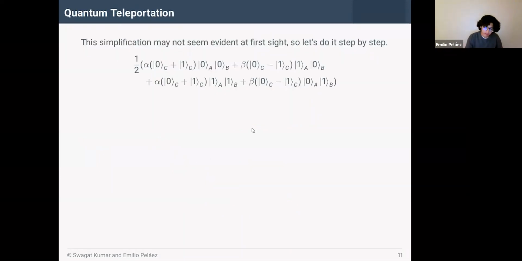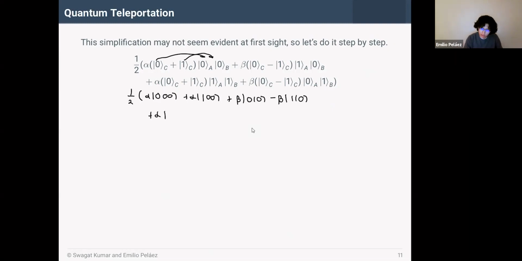So again, we just write it condensedly. So we do alpha 0, we write it condensedly and then we expand the parentheses. So it's just like a normal multiplication. So this times this, then this times this. So 0, 0, 0 plus alpha 1, 0, 0. And we do this for every parenthesis. Beta 0, 1, 0 minus beta 1, 1, 0 plus alpha 0, 1, 1 plus alpha 1, 1, 1 plus beta 0, 0, 1 minus beta 1, 0, 1.